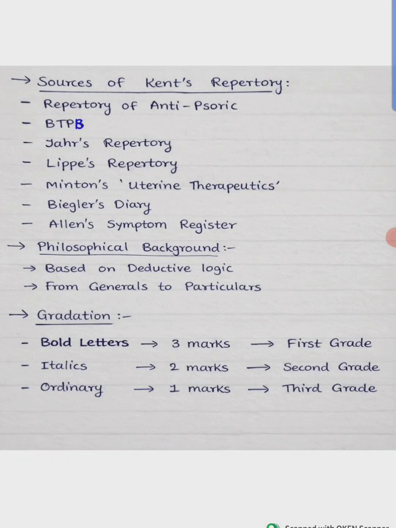Sources of Kent's repertory: first, the repertory of Antisoric, Boenninghausen's Therapeutic Pocket Book, Jahr's repertory, Lippe's repertory, Minton's Uterine Therapeutics, Bähr's diary, and Allen's Symptom Register. Philosophical background: this repertory is based on deductive logic. Symptoms go from generals to particulars.